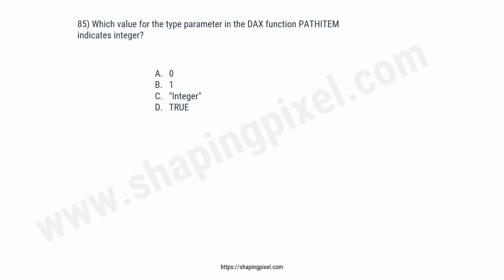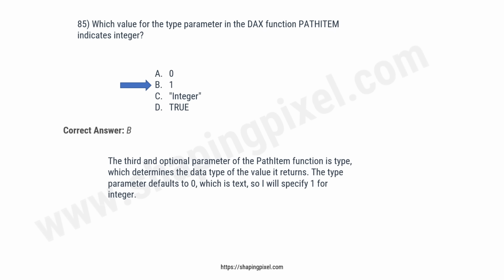So question number 85. Which value for the type parameter in the DAX function path item indicates integer? And we have four options: 0, 1, integer, true. So the right answer here is option B, 1. The third and optional parameter of the path item function is type, which determines the data type of the value it returns. The type parameter defaults to 0, which is text, so I will specify 1 for integer.